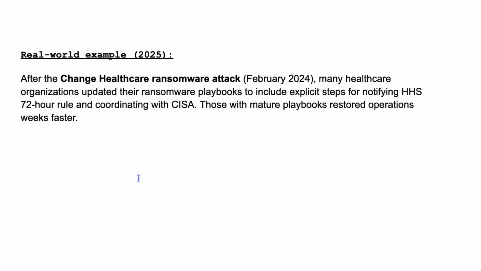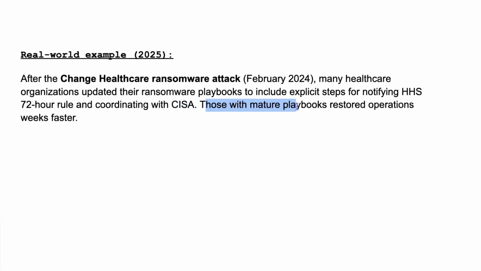As a quick example for these, in 2025, there was a Change Healthcare ransomware attack. This happened specifically in 2024, but I guess the current update was around 2025, maybe when I created these documents. I'm not exactly sure what the 2025 reference is, but the actual attack itself took place in 2024. And there were a lot of healthcare organizations that were held at ransom. And so they had to update their ransomware playbooks to include the explicit steps for notifying HHS and then the 72-hour rule and coordinating with CISA.